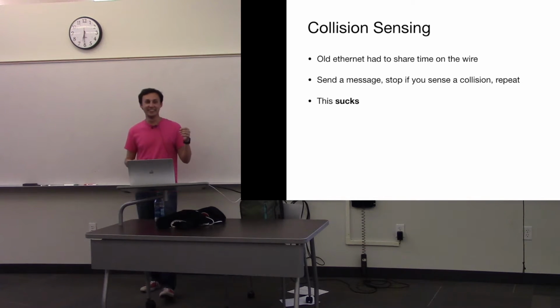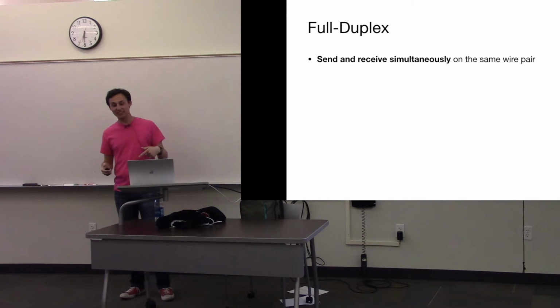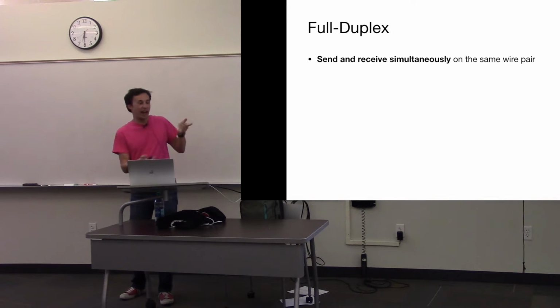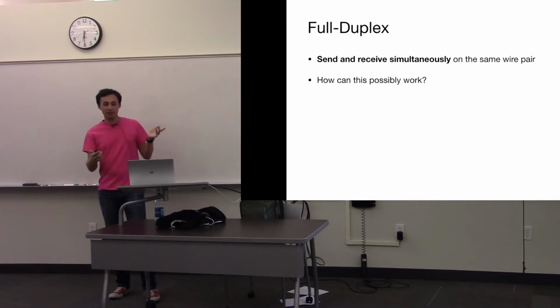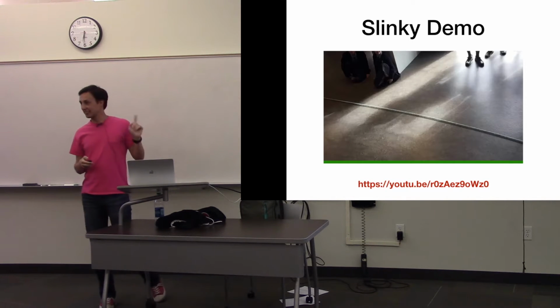This kind of sucks. So what we do now is called Full-Duplex, where you can send and receive simultaneously on the same wire pair. It's actually really neat. But how can this possibly work? Something called superposition. And so to demonstrate that, we have a Slinky.